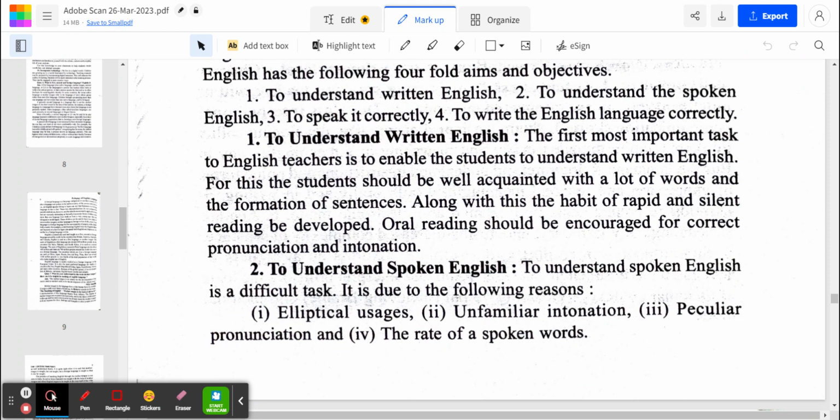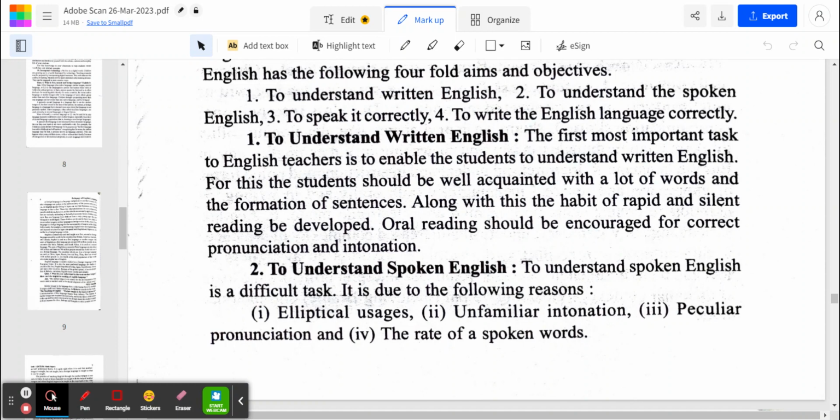To understand written English: the first most important task of an English teacher is to enable the students to understand written English. For this, the student should be well acquainted with a lot of words and the formation of sentences, along with the habit of rapid and silent reading. Oral reading should be encouraged for correct pronunciation and enunciation.